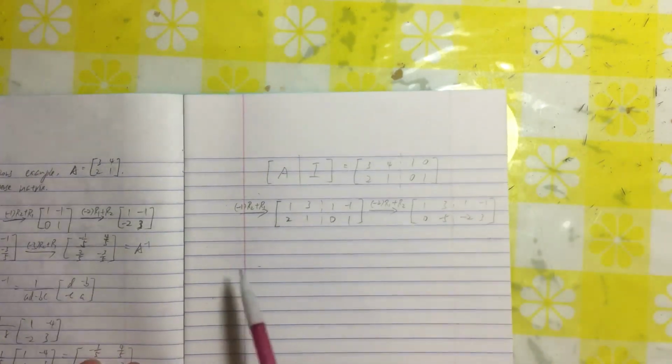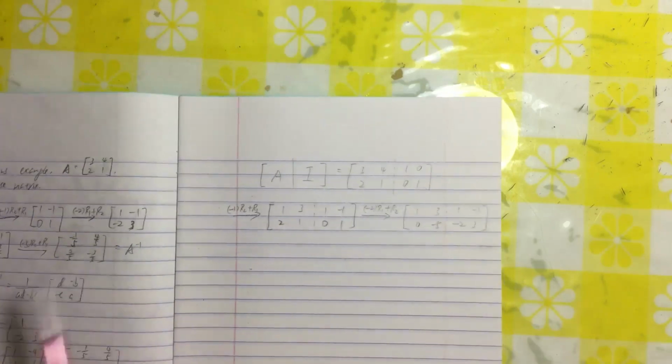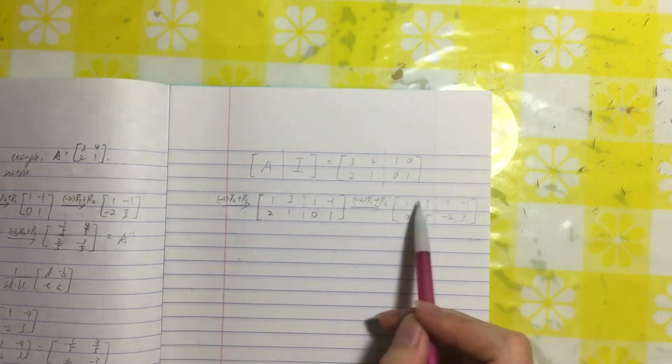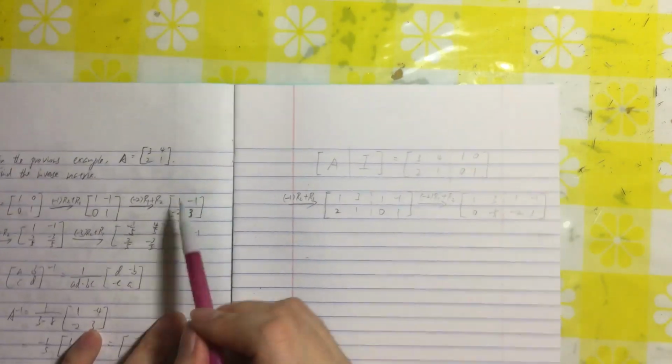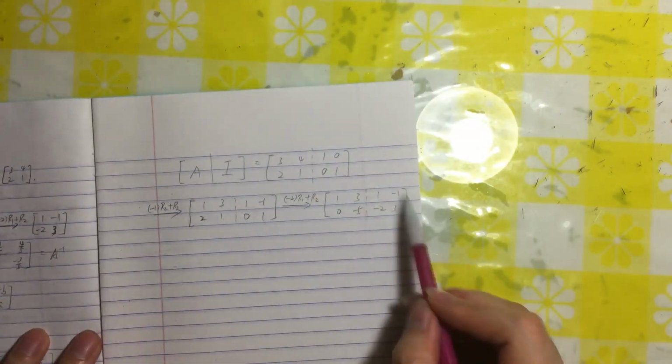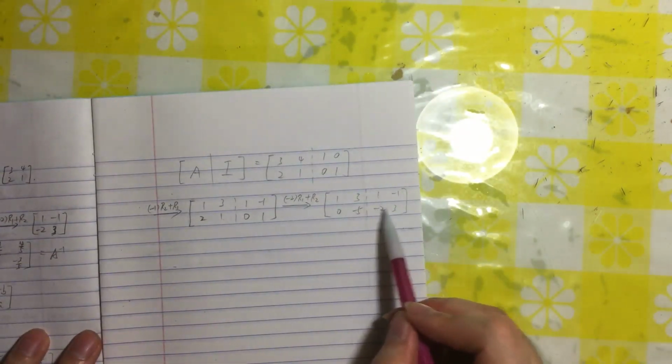So what we have here is, in matrix A, 1, 3, 0, negative 5. That's exactly what we have here. In matrix I, we get 1, negative 1, negative 2, and 3. That's what we have here. 1, negative 1, negative 2, positive 3.